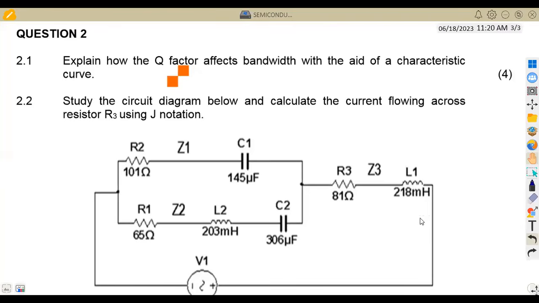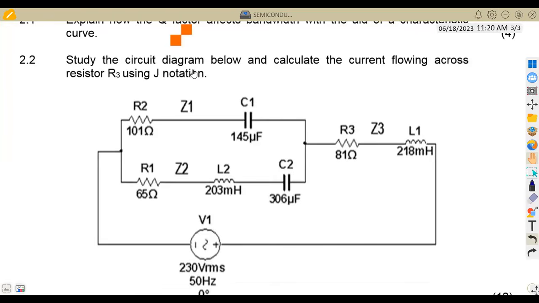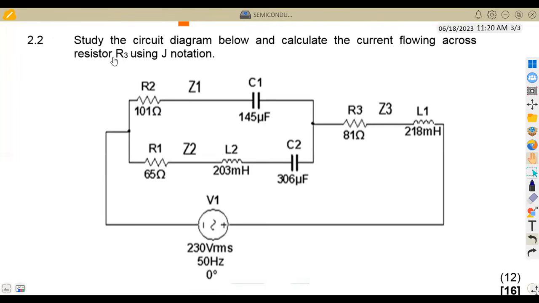Then the second part, which is actually a lot, but let's see how we can attempt this question. We are given: study the circuit diagram below and calculate the current flowing across the resistor R3 using J notation. So we are asked to use the J notation in this case. How can we answer this question?